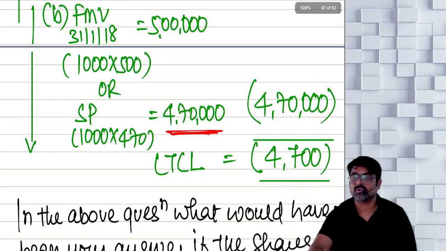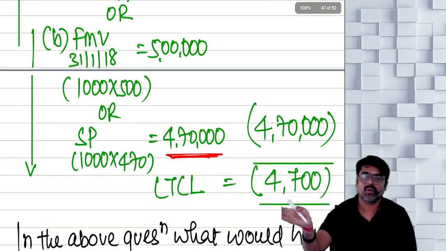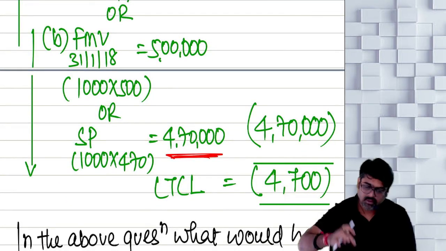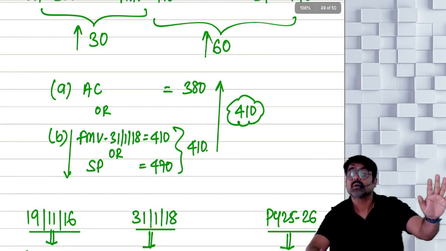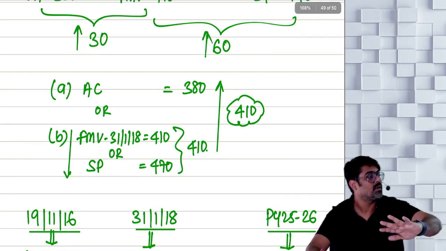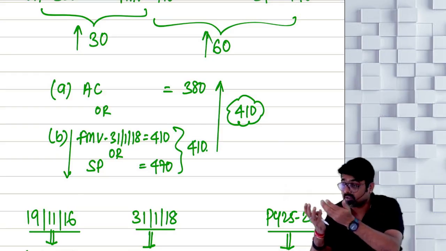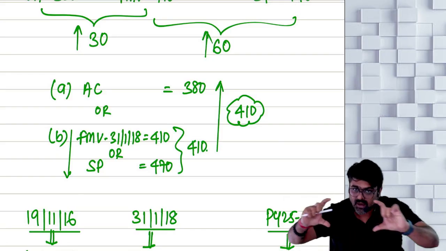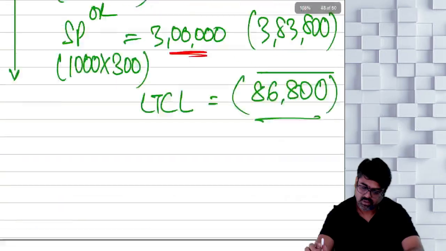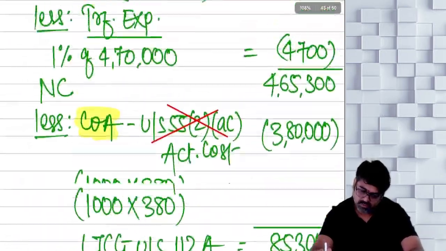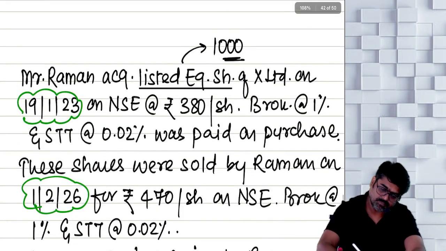Why is it negative 4,700? Because of that brokerage. If the brokerage would not have been there, there would have been a loss, which I have already calculated. So in all the examples which I have taken, these are the same examples, the question which I have taken. Yes or no? But brokerage is not included to make the calculation simpler so that you understand the amounts. Understood, sir? Sure.